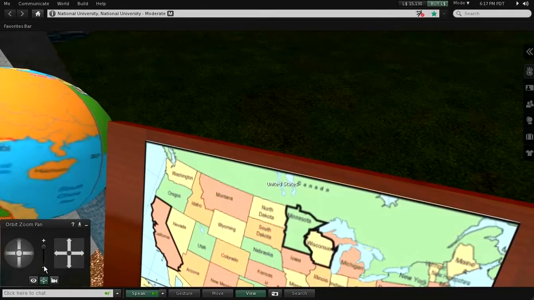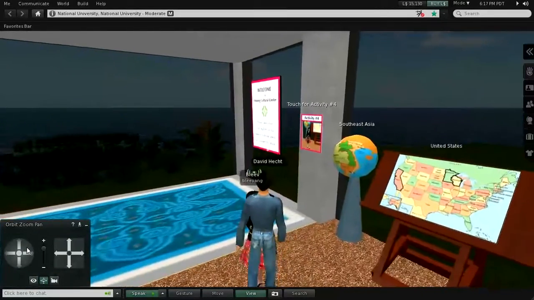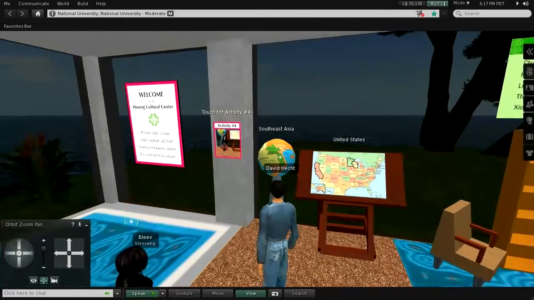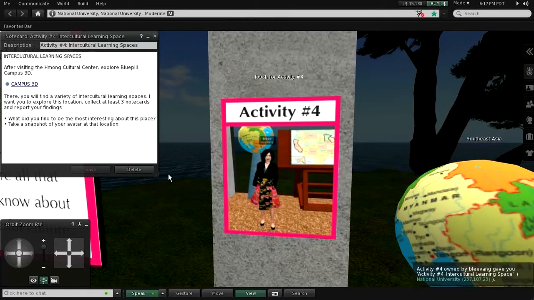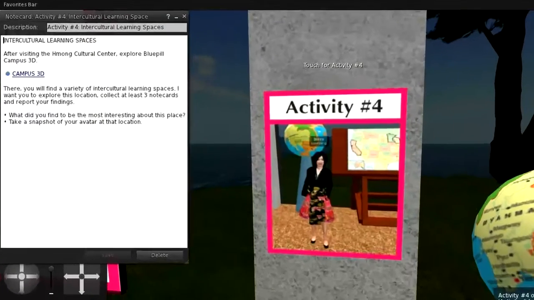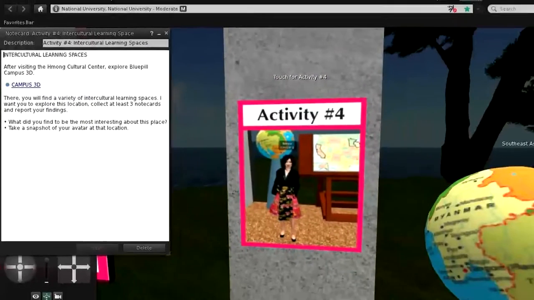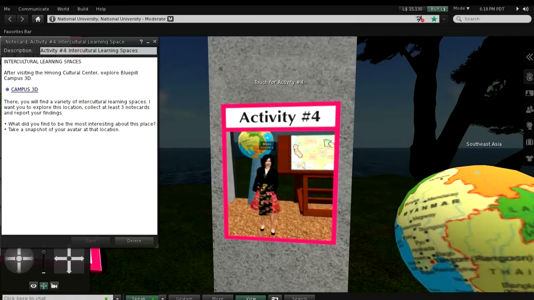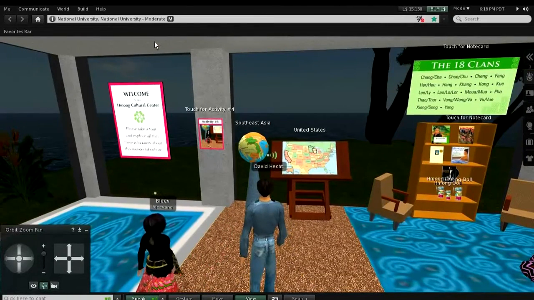I see. And in their activity, they have to teleport to the intercultural learning space and explore the many different locations on that island, and choose what they find to be the most interesting, whether it be a museum or a lab, anything that they can find. This activity helps develop awareness for culture in a different context. So this is another location in Second Life where they have these kinds of interactions. Yes, and I believe it's called Blue Pill or Campus D. These maps and the globe give students a sense of where in the world Hmong people are. I got you.